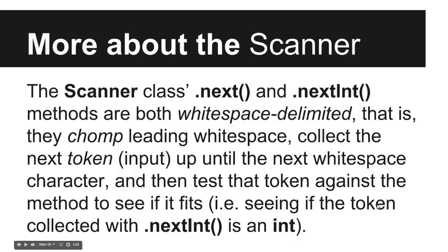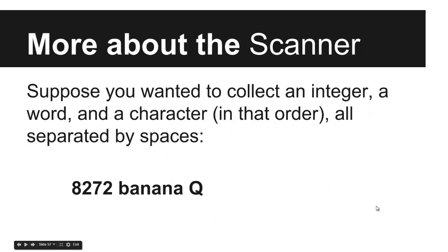So generally the way this works is we can separate different things with white space. We can make them white space delimited. And white space is just spaces and tabs. So you collect the next token, which is just a chunk of characters that aren't white space. Then test that token against whatever method we want to see if it fits. So if we're collecting an integer, we might test it against .nextInt.